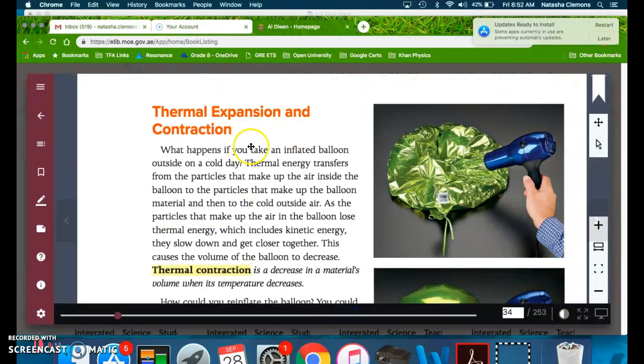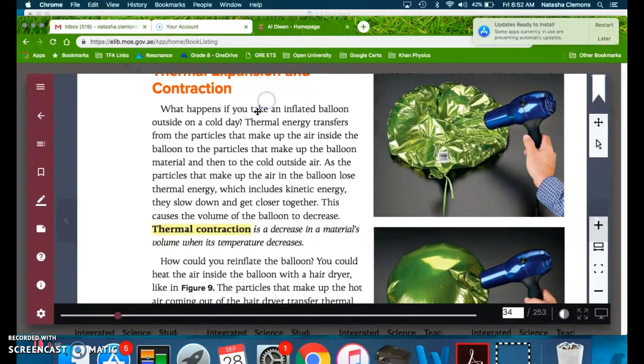Thermal expansion and contraction. What happens if you take an insulated balloon outside on a cold day? This is an insulated balloon. Thermal energy transfers from the particles that make up the air inside the balloon to the particles that make up the balloon material and then to the cold outside air.